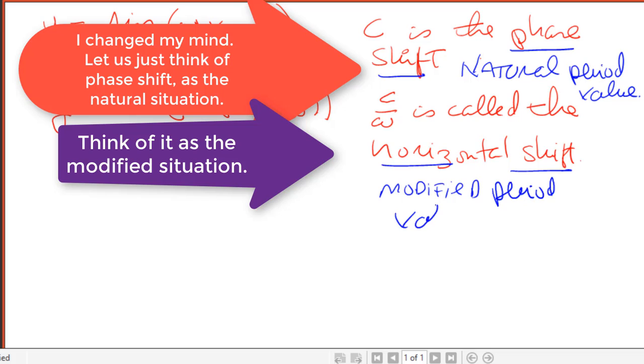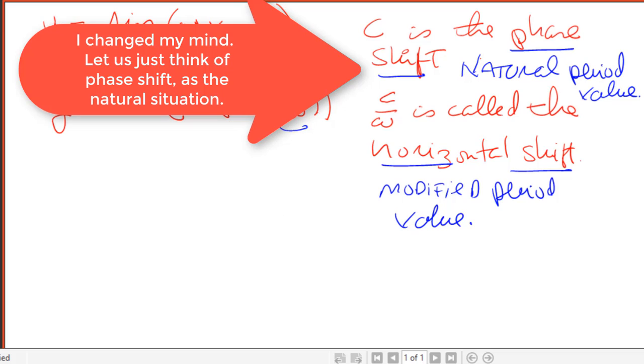Now I'm making these words up. So if you try to look this up somewhere, you're not going to find anything because I've just made this stuff up. But I want to connect it to something you already know. So I'm calling the phase shift, C, the way it's written right here, the natural period value. Well, I'm calling C over omega the modified period value. Okay, let's see how this makes sense.